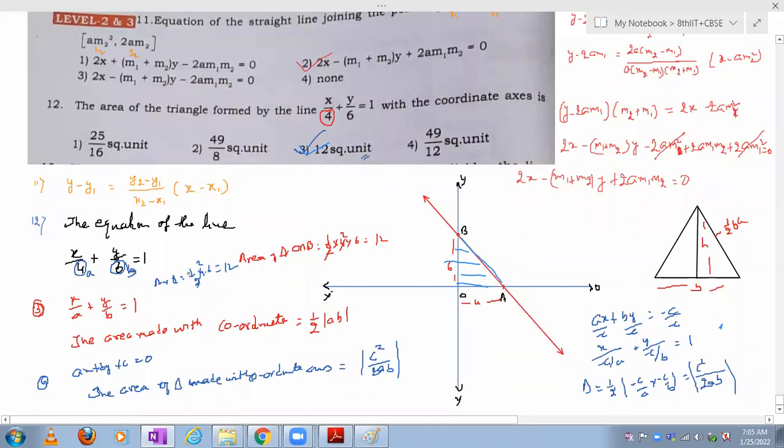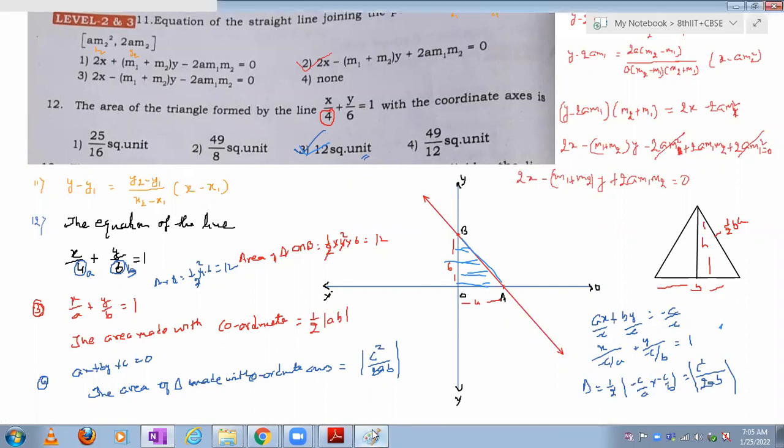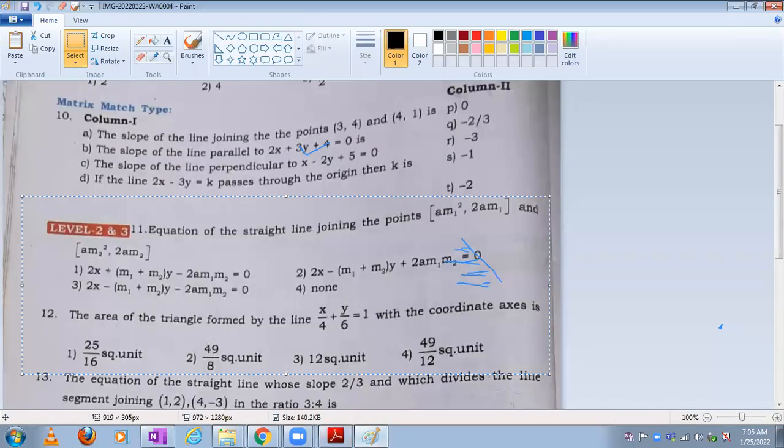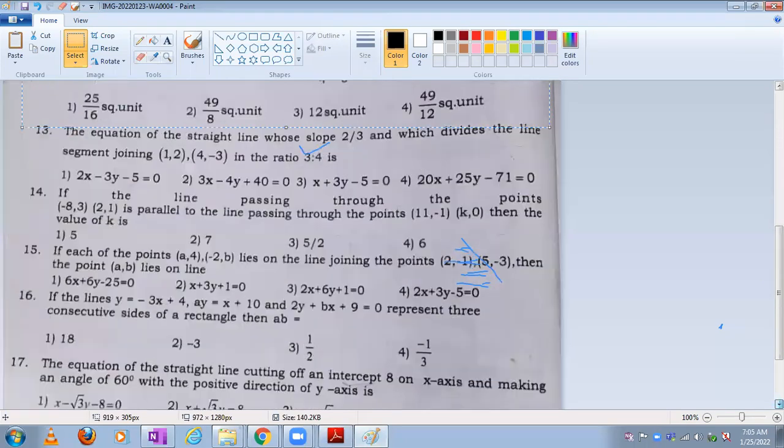But we can also do it like this: area of triangle is base into height. That's why I'm saying analytically also. Okay, so let's do the next, the 13th and 14th question I did here.